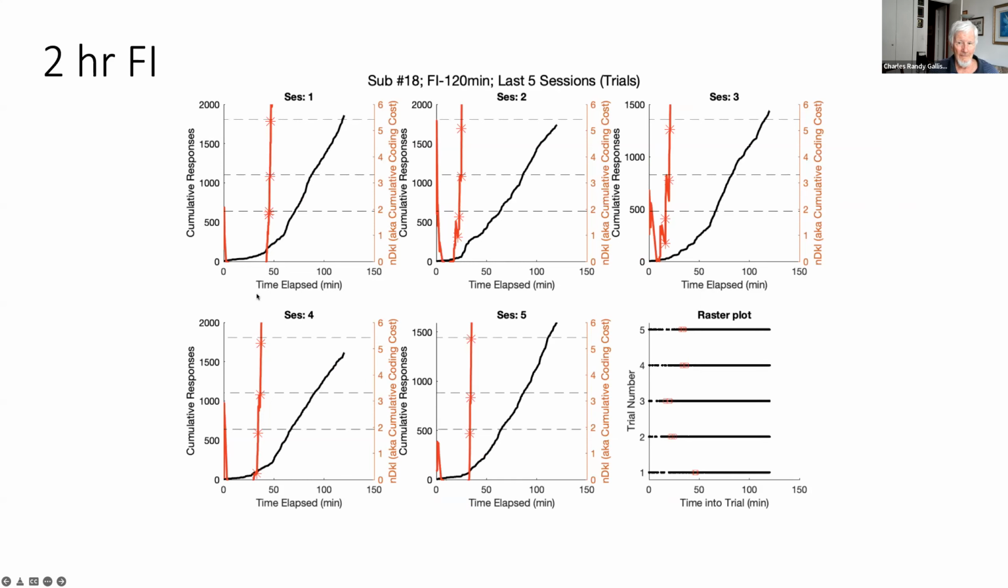Okay, here's another subject. Now, I chose this partly because this subject was responding much more rapidly. This is the raster plot, right? Just to show that it works pretty much no matter how they're responding. And again, what you see is this extremely abrupt rise of the evidence. What we're plotting here is the strength of the evidence that the animal has begun to respond more rapidly.